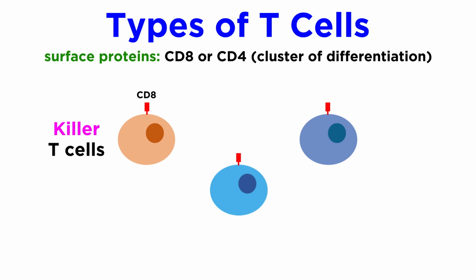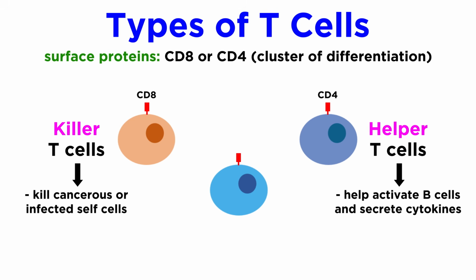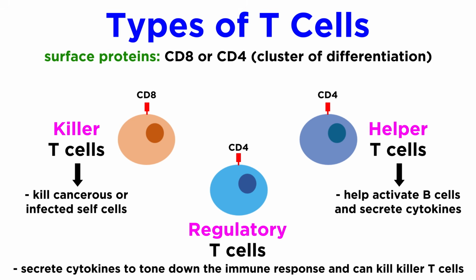Killer T cells express CD8 and are able to very specifically identify and kill self cells that are cancerous or infected. Helper T cells express CD4 and are called helper cells because they are important for helping to activate B cells. They are also critical for secreting cytokines to guide the immune response, depending on the type of threat. Regulatory T cells also express CD4, and these cells secrete cytokines to tone down the strength of the immune response. They can even kill killer T cells if they start getting out of control.